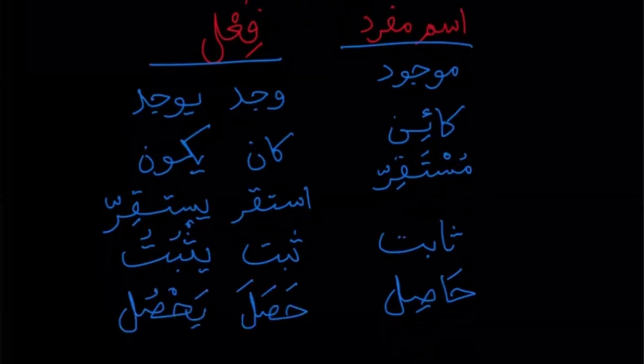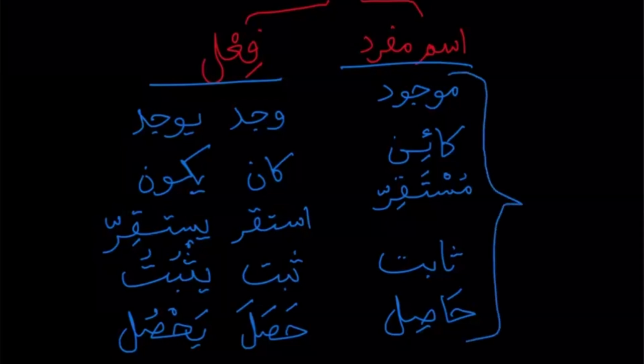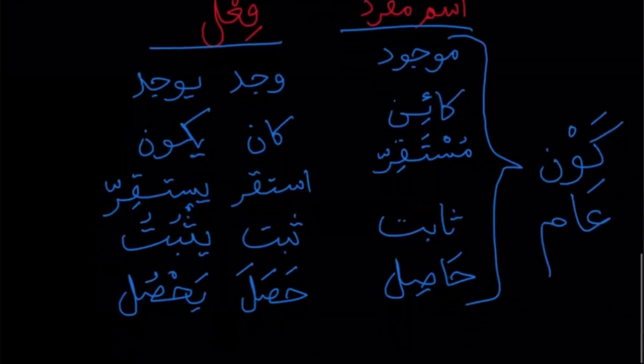What do all of these have in common? Can you tell me, please? In terms of meaning, existence. Correct, that's what I'm looking for. All of these have the meaning of kaun. This is called kaunun am, general existence, or maybe broad existence.